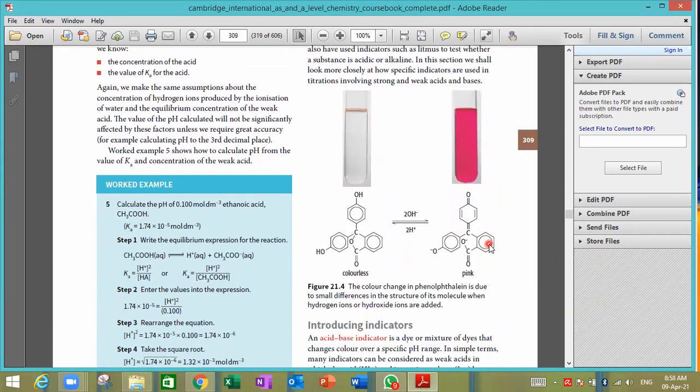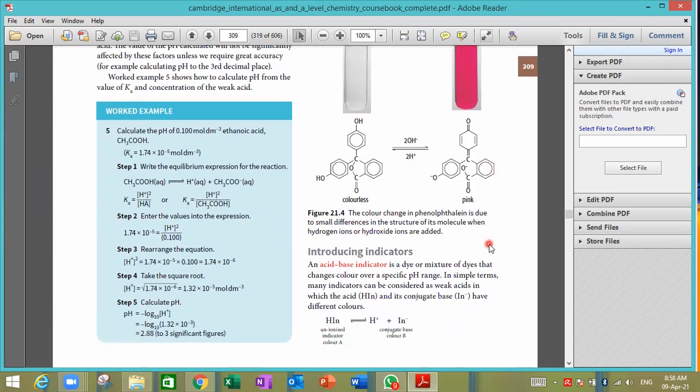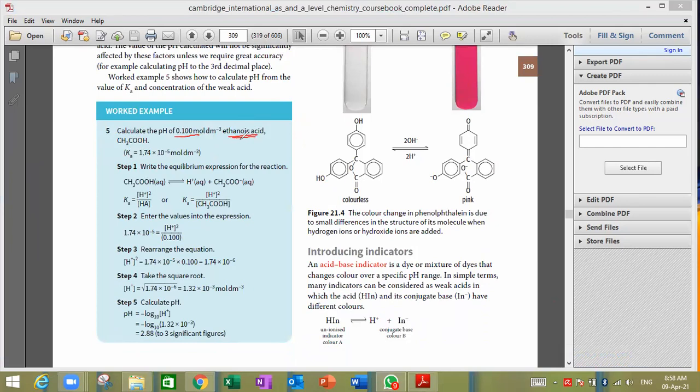Now, if I want to calculate the pH of a weak acid, as I told you a moment ago, here it says calculate the pH of 0.1 mole per decimeter cubed ethanoic acid, and he gave us the Ka. Whenever he gives us the Ka, this means this is a weak acid, and this means that dissociation takes place partially, not completely. He gave us the concentration of the weak acid, and also he gave us the Ka. And as we said that Ka equals hydrogen ion concentration squared divided by the concentration of the acid itself, ethanoic acid itself.